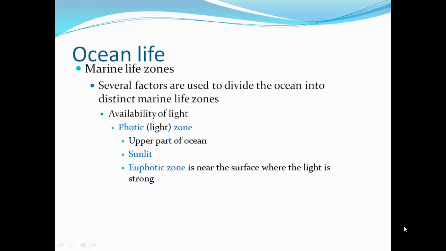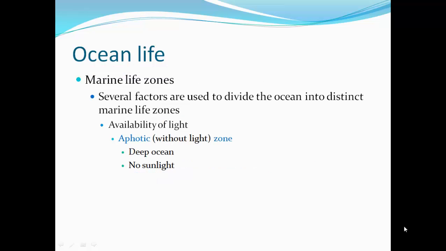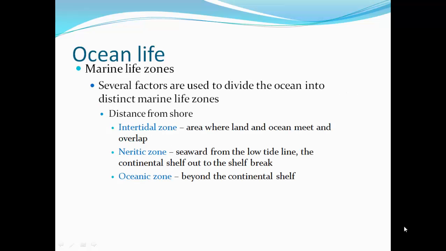Several factors are used to divide the ocean into distinct marine life zones. One, the availability of light. The photic zone, or the light zone, is the upper part of the ocean. It is sunlit. The euphotic zone is very near the surface, where the light is the strongest. Also, the aphotic zone is the zone without light. So it's the deep ocean. There's no sunlight.